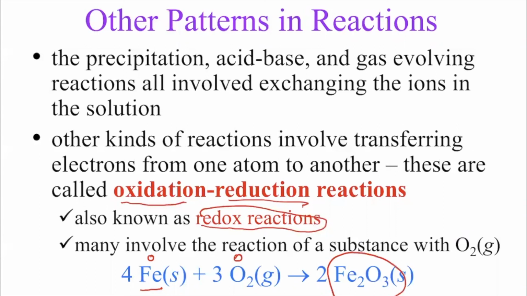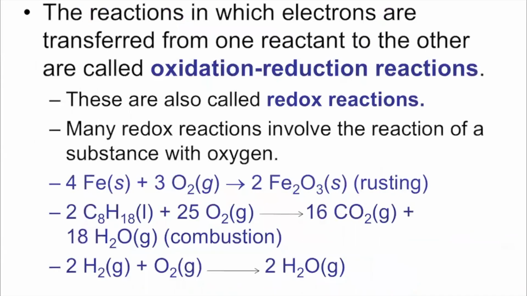Notice what happened in this case: iron went from 0 to 3+. It got oxidized. The way I remember is if the charge goes up, it's oxidation. If the charge goes down, it's reduction. Oxygen went from 0 to -2. So that's called reduction. In a redox reaction, there will always be one atom that gets oxidized and one that gets reduced. It always happens at the same time.